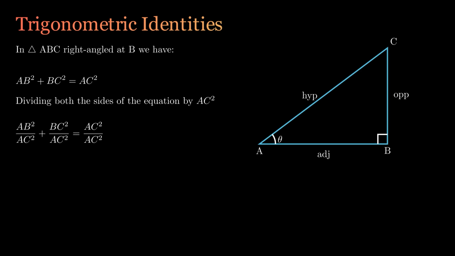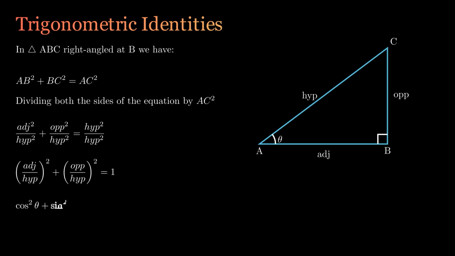Right? AB is nothing but adjacent side, BC is nothing but opposite side, and AC is nothing but hypotenuse. By definition, we know adjacent divided by hypotenuse is cos of angle theta. Opposite divided by hypotenuse is sine of angle theta. Hypotenuse square divided by hypotenuse square will become 1. So we can readjust this equation into sine square theta plus cos square theta is equal to 1. This is our identity number 1.